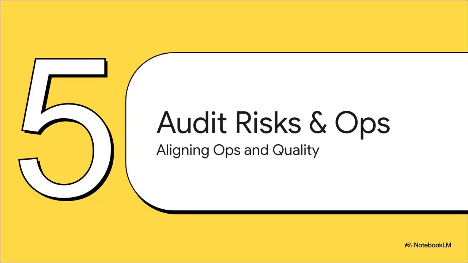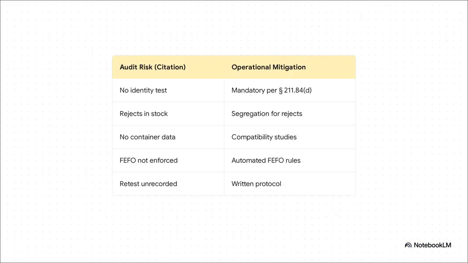Section 5. Operational discipline and audit risks. Aligning operations and quality. Look, understanding the regulations is only the beginning. We really have to translate these rules into practical discipline. Let's reverse engineer some common FDA 483 citations to see how to protect your facility. If an auditor finds no identity test on the components you used, the operational mitigation is strictly enforcing 211.84D. If rejected components manage to re-enter your stock, you need robust physical and system segregation immediately.